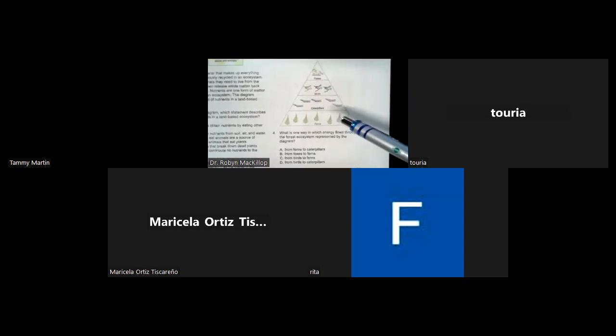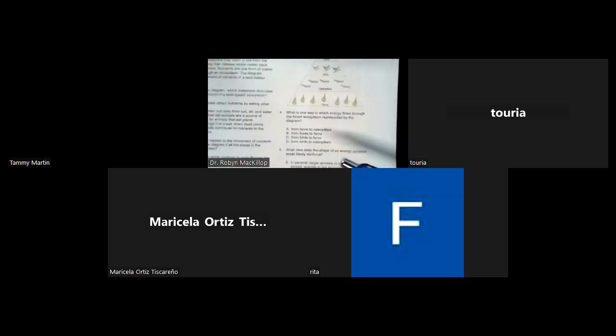Our choices are, can we see the whole thing there? Yeah. So we're looking for energy flowing, which A starts with ferns. From the bottom to the next. Foxes to ferns doesn't make sense. Birds to ferns. And then birds to caterpillars, that's going the wrong direction.